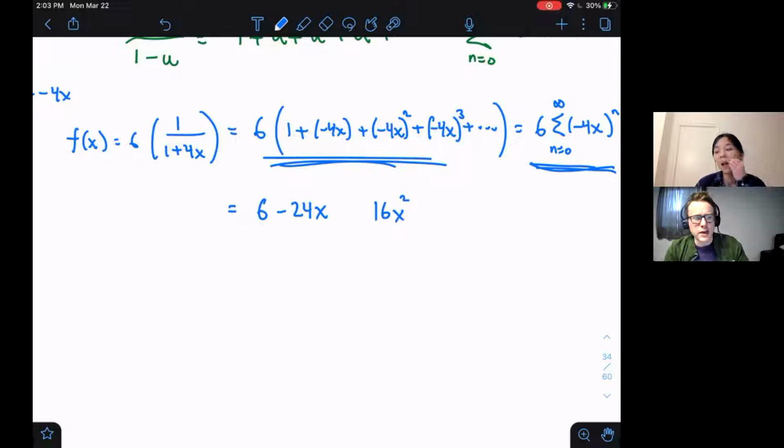And then I need to multiply that by 6, right? Everything needs to get multiplied by 6. So when I multiply 16 by 6, I think I get 96. And then, of course, this is going to continue on. You'd have to take negative 4 and cube it and then multiply that by 6.